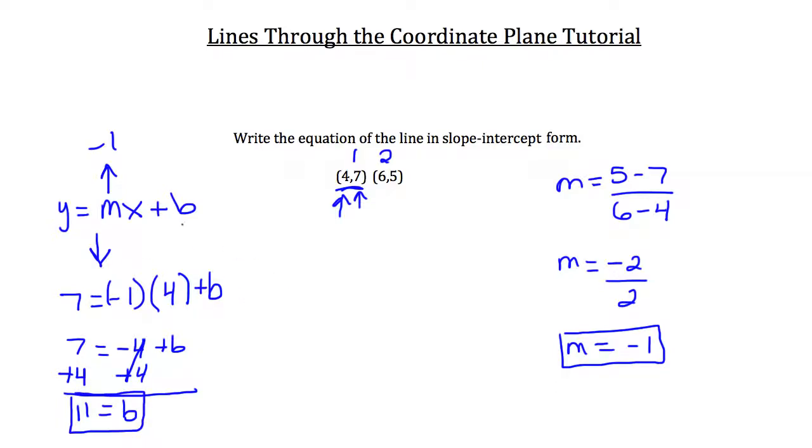So we can rewrite the equation of this line in slope-intercept form as y is equal to our slope, negative 1, times x plus our y-intercept, which is 11. Now the reason we leave the y and x as variables in this equation is because they're referring to the y and x coordinate of any point of this line.